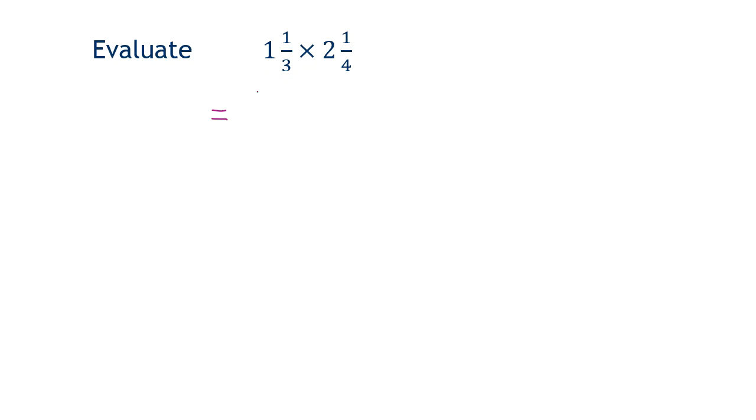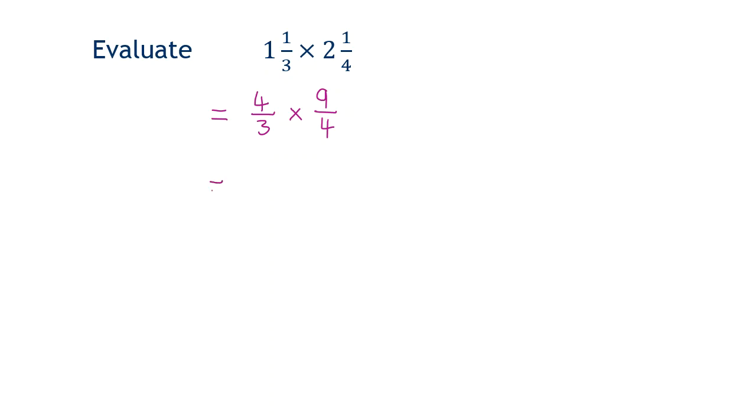1 1/3 is the same as 4/3. Now what you might be used to doing is actually just looking at the whole number and the denominator, multiplying them together, and then adding on the numerator. That will get you to 4 thirds. And we can use the same process for that second fraction. So we're looking to multiply here by 9/4. So now we've converted these fractions into improper fractions, we can look at multiplying them together.